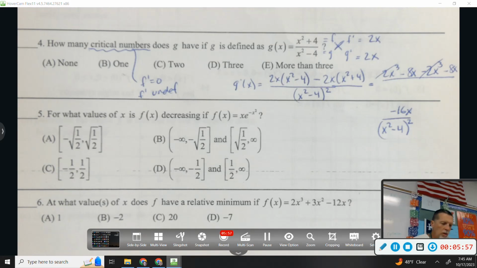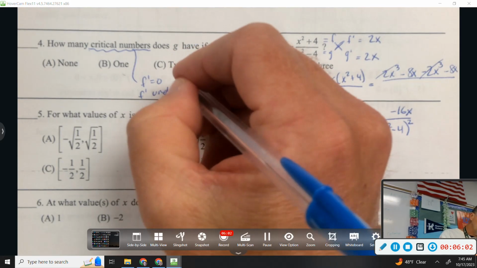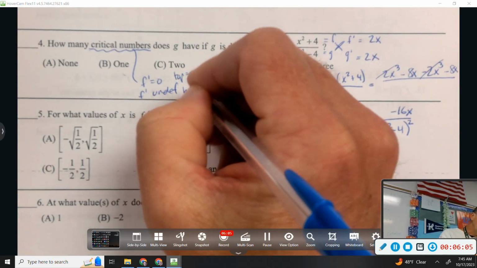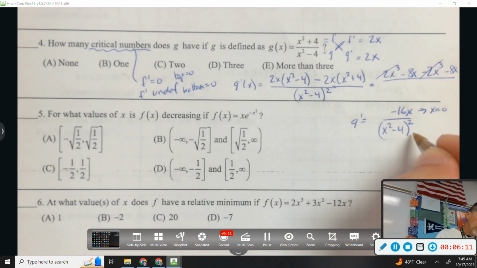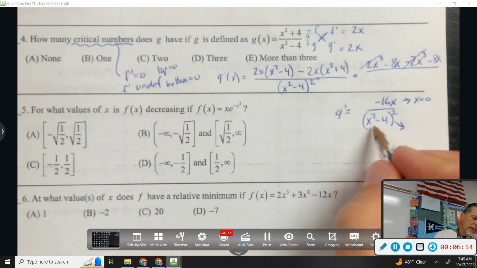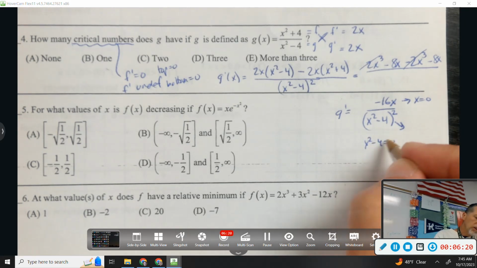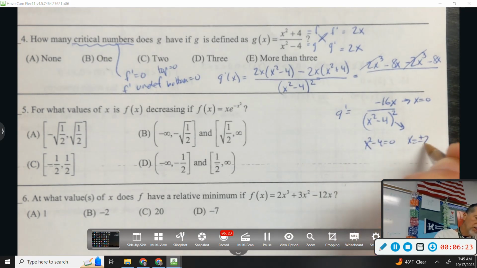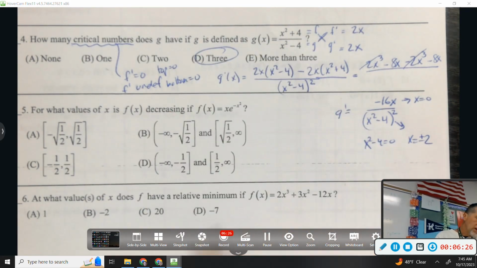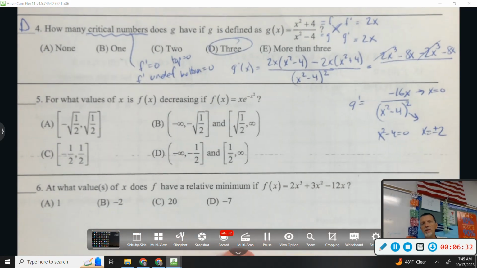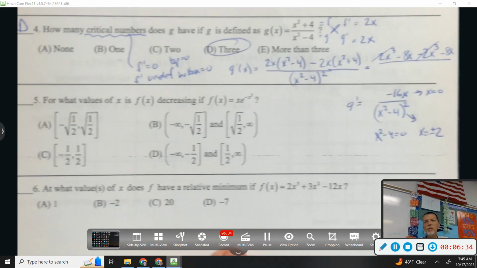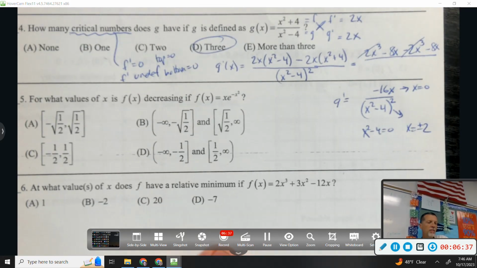So f prime is 0 or undefined. Well, it would be 0 when the top is 0. It's undefined when the bottom is 0. So the top is 0 when x is 0. And the bottom would be 0 when x is 2 or negative 2. x squared minus 4 equals 0, so x equals plus or minus 2. So there's my 3 critical numbers, where f prime is 0 or undefined. And then I had to do the f prime and then know that f prime is 0 when the top is 0, and it's undefined when the bottom is 0.